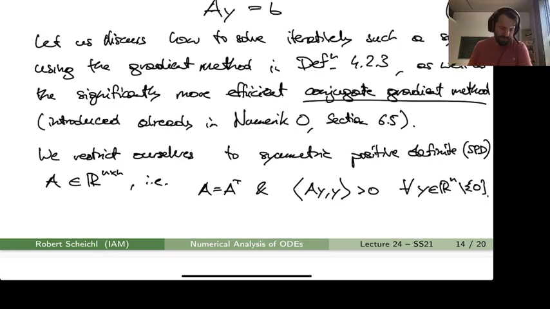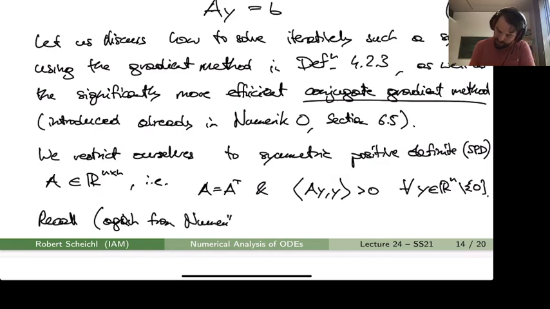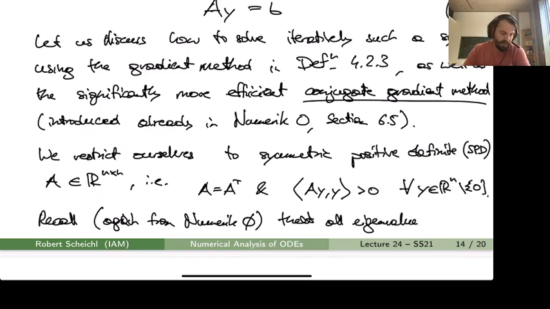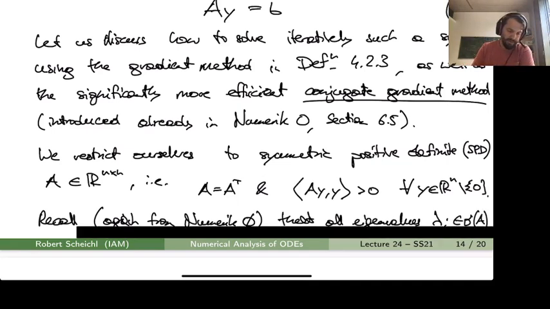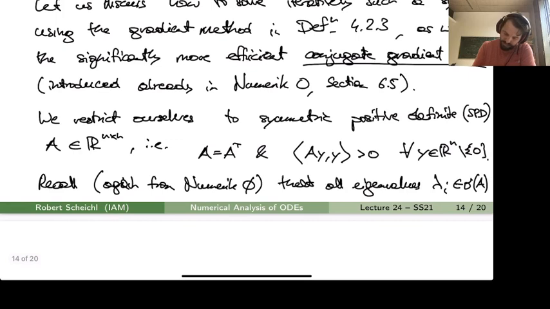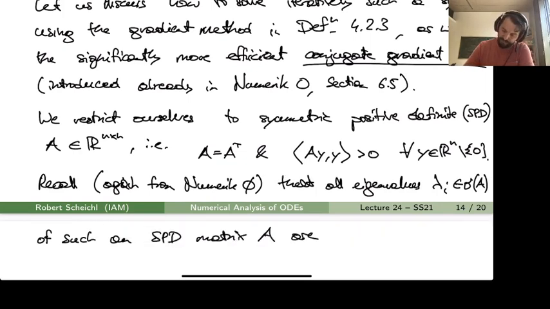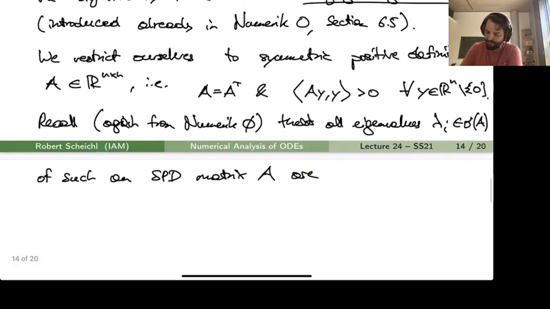Again, from Numeric 0, recall, or from your other basic numeric courses that you've done, that for such an SPD system, all eigenvalues lambda I in the spectrum of such an SPD matrix A are real and positive.